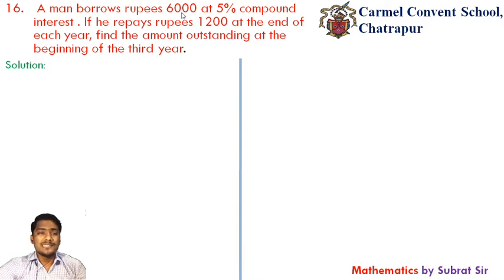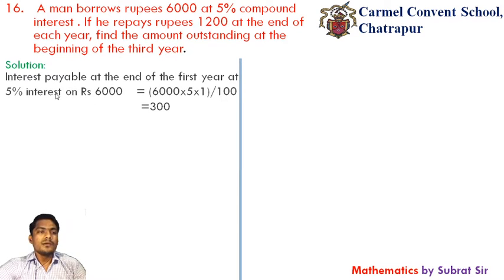So the principal is given, what? 6,000 rupees. R is given as 5%, but after each year, he has to repay 1,200 rupees. So this is the only twist. Okay, so let us do the solution. Interest payable at the end of the first year should be PRT by 100. It will be 300 rupees.